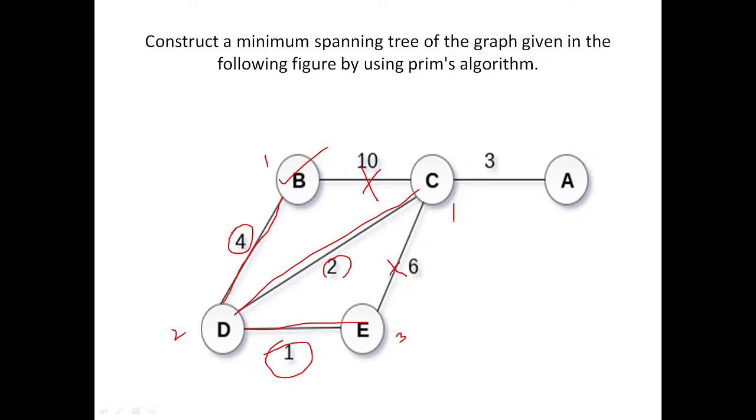Now our fourth vertex is C, and C has only two adjacent edges, BC and CA, and we'll take the minimum one as I have told you earlier. So this one. Now we can see no more edges and no more new vertices are left to be explored. So we'll stop here, and this is our minimal spanning tree.